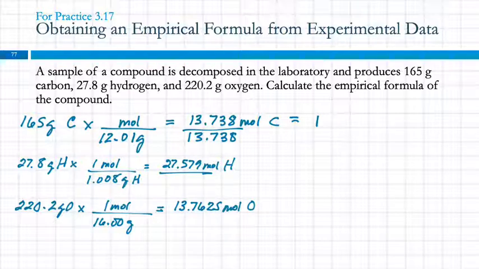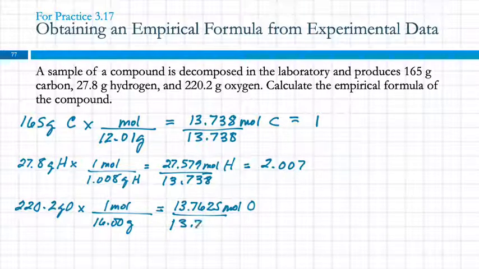I'm going to divide this one by 13.738. So 27.579 divided by 13.738, 2.007. Oh, that looks like a whole number. And divide this one. Now you might say, well, that's going to be 1. Divide it anyway, because sometimes it ends up being something that you don't expect.